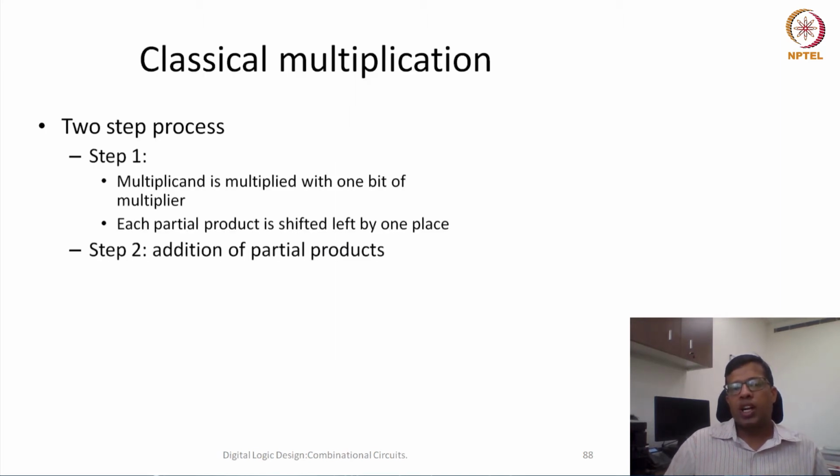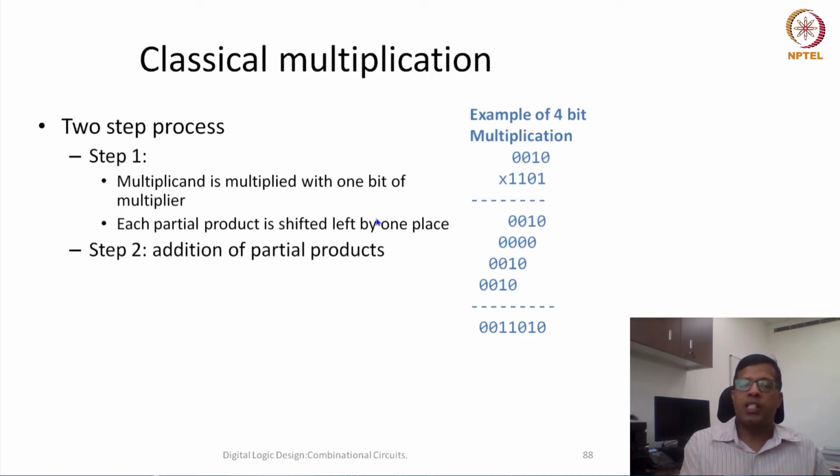Okay, so a regular classical multiplication is essentially a two-step process. First, the multiplicand is multiplied with each bit of the multiplier and each partial product is shifted by one place. This way we get a series of partial products and finally those partial products are added. So there are two steps: one, generation of partial products, and second, addition of partial products. While generating partial products, let's see this example of 4 cross 4 multiplication.